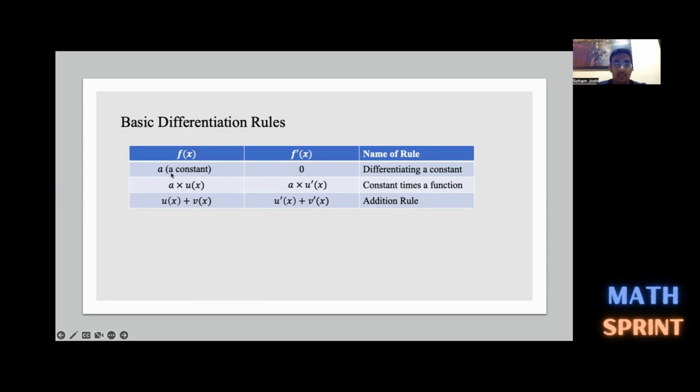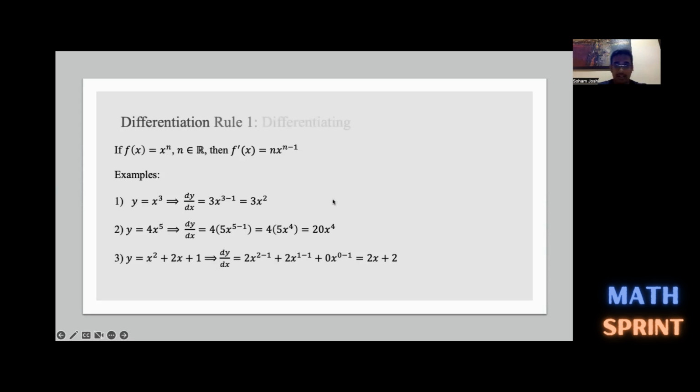The first one, differentiating any real constant yields zero. The second one, differentiation of a function multiplied by a constant yields the derivative function multiplied by the same unchanged constant. And the third one, differentiating the sum of two functions gives the sum of their respective derivative functions. All right, so let's talk about the major rules of differentiation.